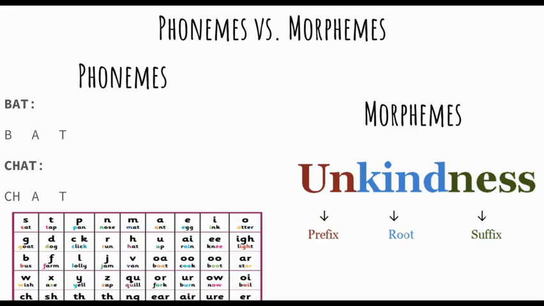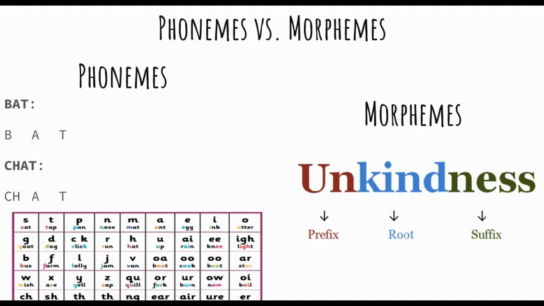So first, this should hopefully be a review for you from your English class, but the difference between phonemes and morphemes. Phonemes are the smallest parts of language. So if you look at the word bat, B-A-T, each of those letters is a different phoneme. So it's the smallest part of the language. Or if we look at the word chat, ch-at, it has three different phonemes. C-H is one, and then A and T. So the smallest parts of language are phonemes.